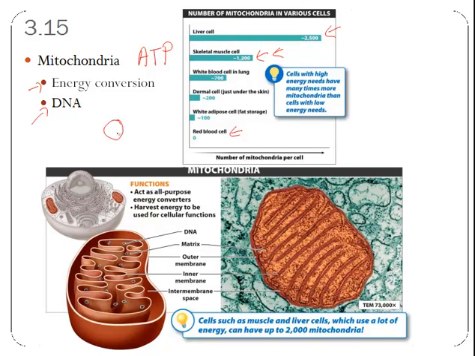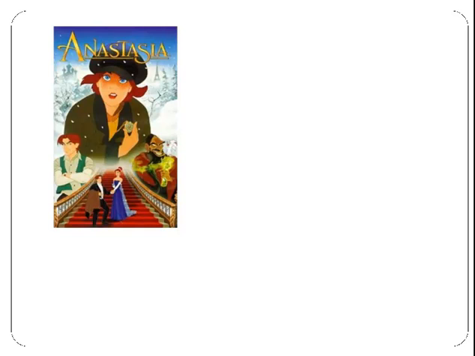Mitochondria only pass from the mother, so all of your mitochondria always come from the mother, and females pass all their mitochondria to their offspring. So you can look at kind of descendants on the maternal line using mitochondria. One kind of sad example where that occurred was with Anastasia.